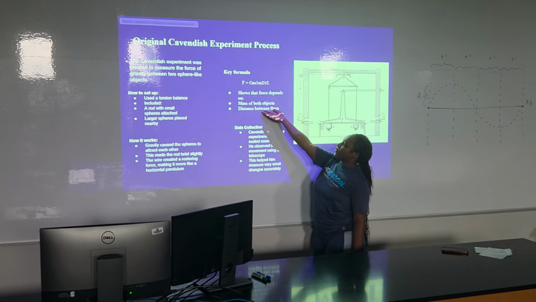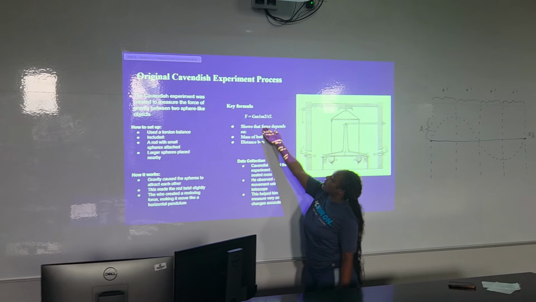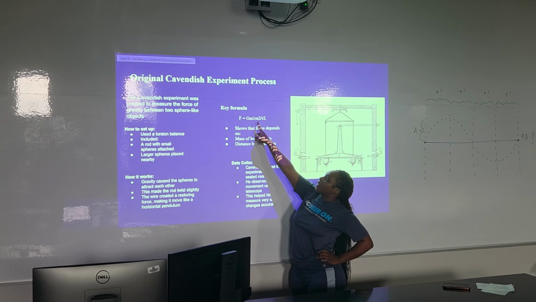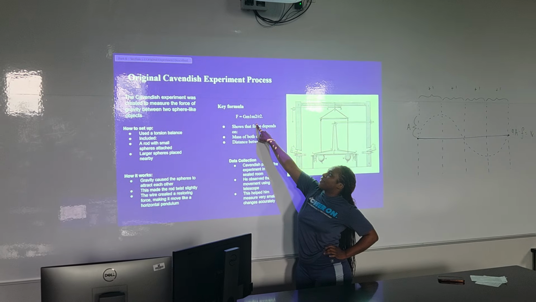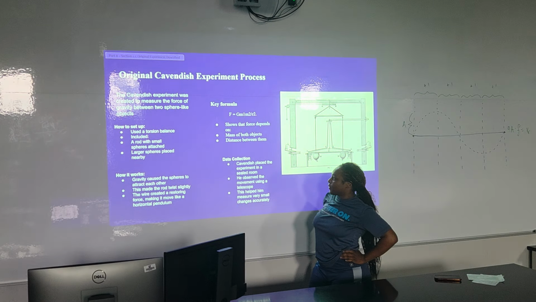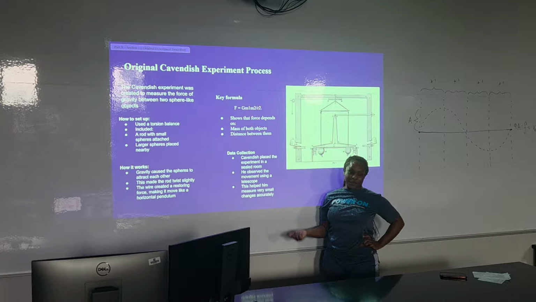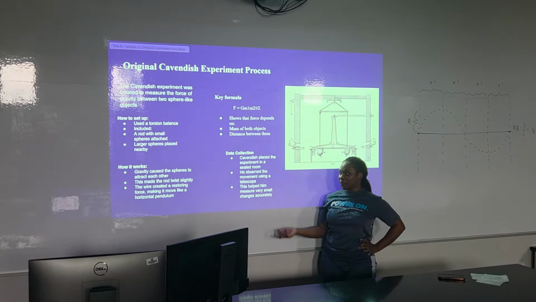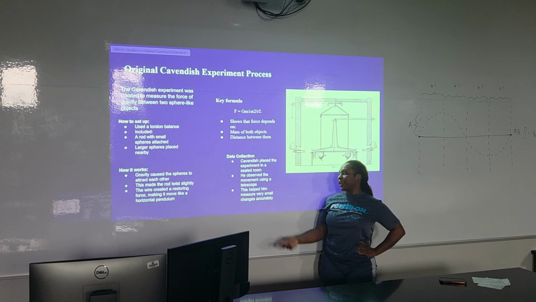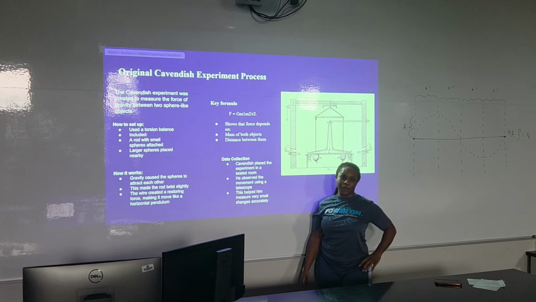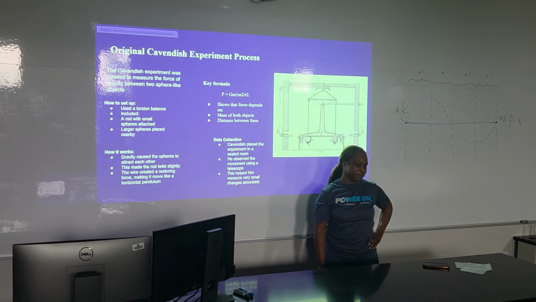And that is our formula: force equals the gravitational constant times mass one times mass two divided by the radius squared. For the data collected, Cavendish placed the experiment in a sealed room. He observed the movement using a telescope, and this helped him measure very small changes accurately.